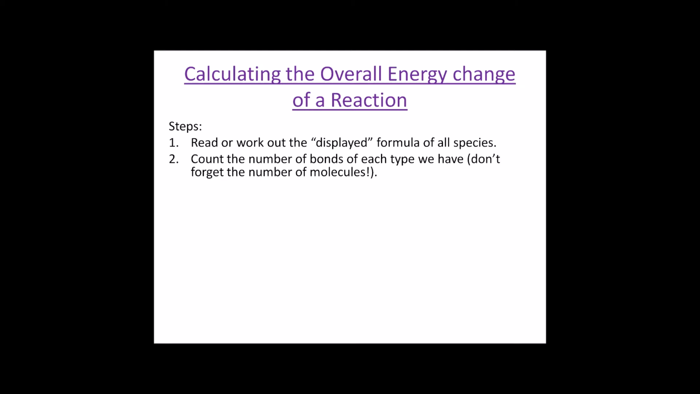For example, if we have a very, very simple compound, say HCl for hydrogen chloride or hydrochloric acid, we've got one bond there between the hydrogen and the chlorine. If in our chemical formula it says 2HCl, we've now got 2 hydrogen-chlorine bonds, and we mustn't forget that in our calculations, and again we'll see that in a minute.